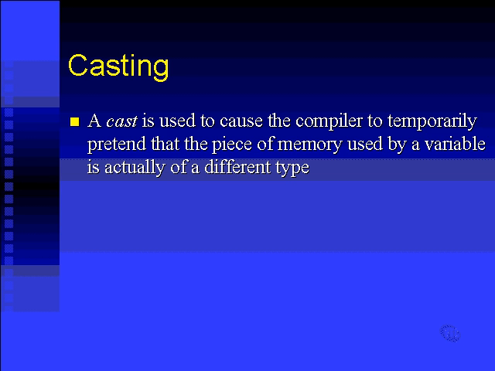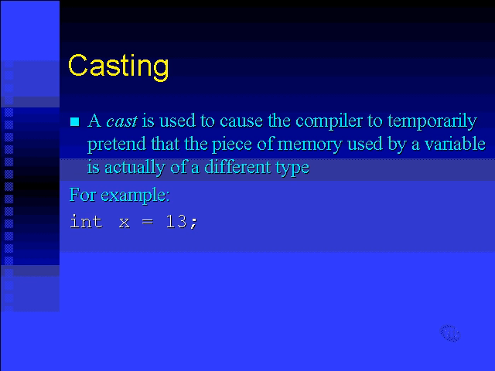A cast is used to cause the compiler to temporarily pretend that the piece of memory used by a variable is actually of a different type. What does that mean? It means, for example, if I've got an integer sitting around somewhere, I can pretend that integer is actually a float, or I can pretend it's something else. Let's see an example of that.